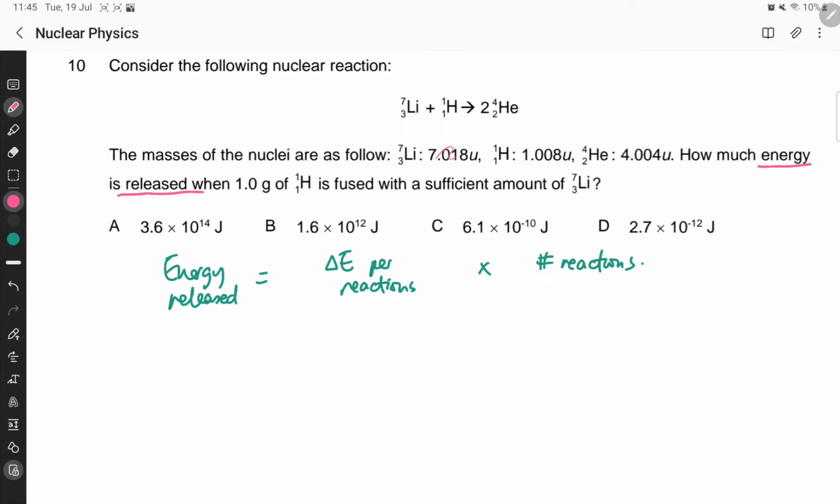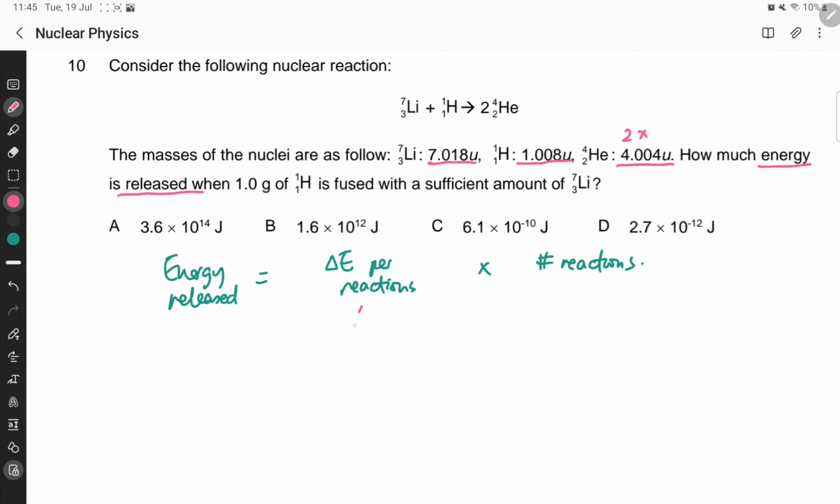masses here involved. Beginning, we have a 7.018 and 1.008. So you can see, these two sum together is actually greater than 2 times of this, okay? And that makes sense because you have less mass after the reaction, hence energy is released, okay?